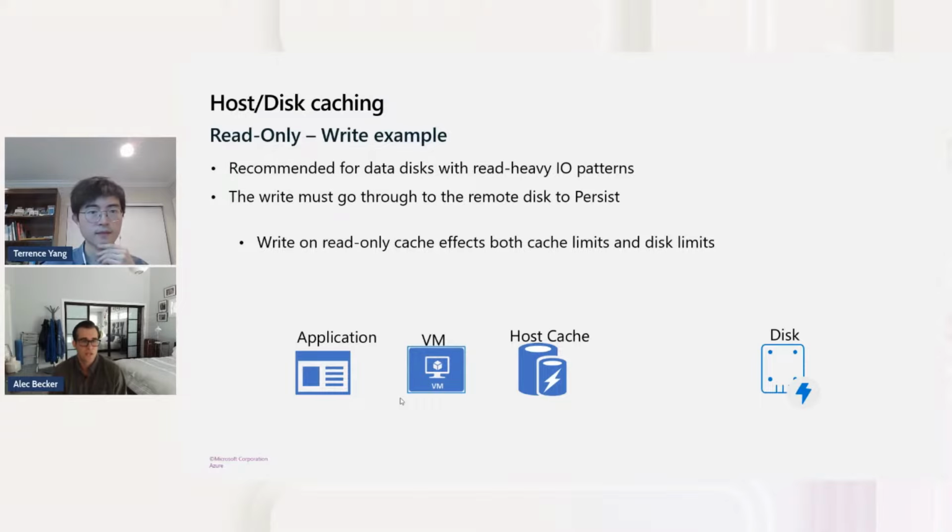All right, so now let's give an example of what happens when a write is happening. For a write on read-only caching, the application would say, hey, I want to write to a particular place in our disk. The VM will say, okay, let me reach out to the host cache and write there first in case that data needs to be served up again. And then that data gets propagated to the disk, where we finally give an ACK and the write operation is completed.